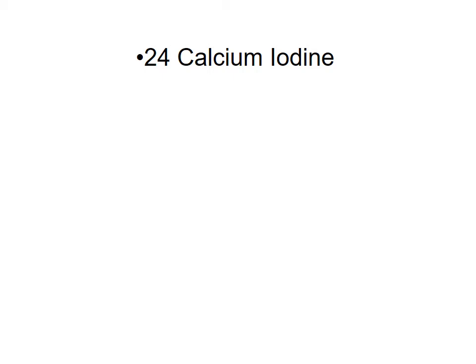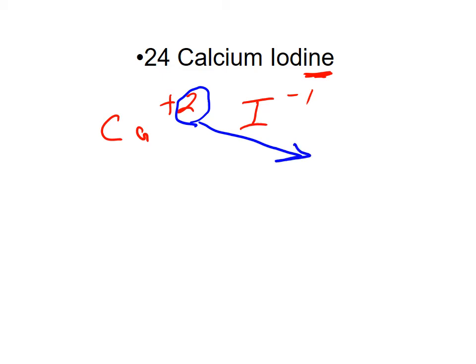Calcium iodine, remember that "ine" ending is also an element clue. So we have calcium +2, iodine -1. The oxidation numbers don't add to 0, so we need to cross. And when we put them together, we have Ca. We don't need to write 1, but I2.